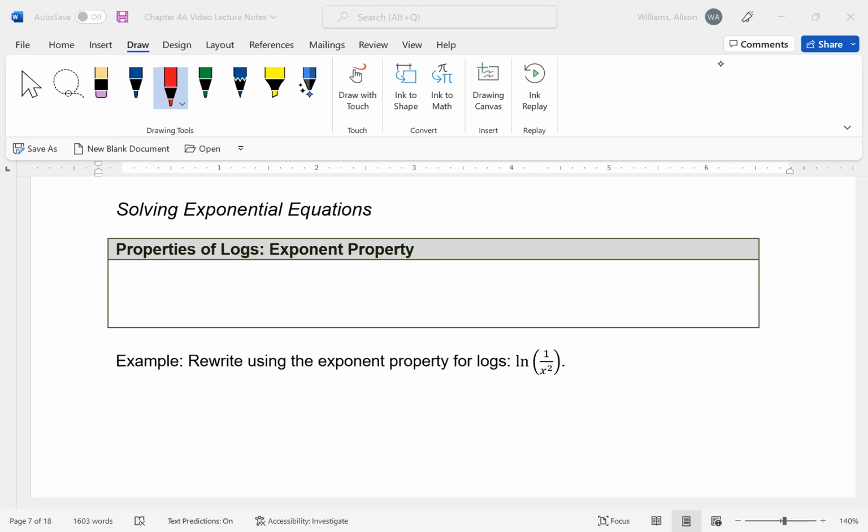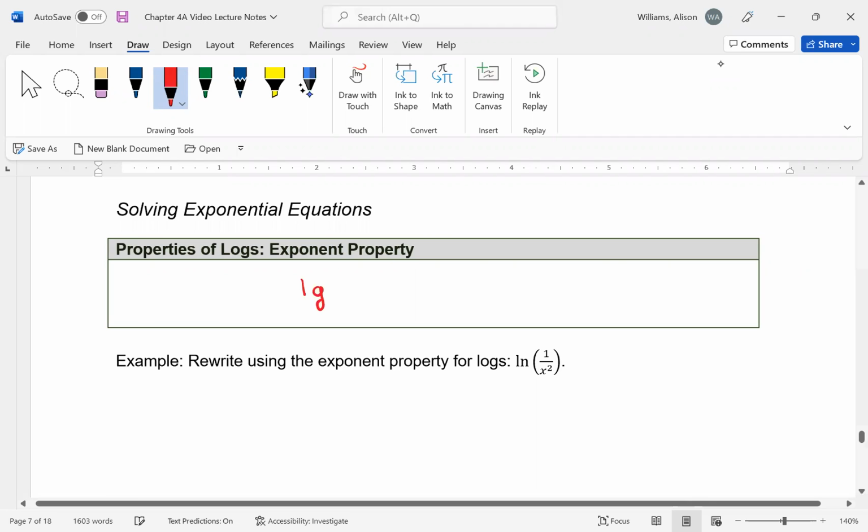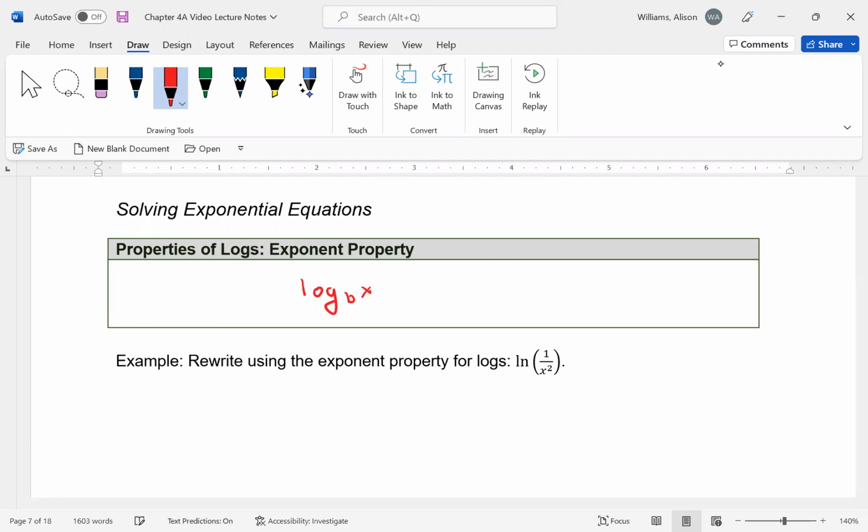And other than rewriting a logarithm into exponential form, this is probably the most common thing we'll use. In particular, I'm thinking in calculus. So the property of logarithms says that if you have log base b of x to the y, we can bring the exponent to the front. And that is the property that's going to be very useful when we're solving exponential equations.